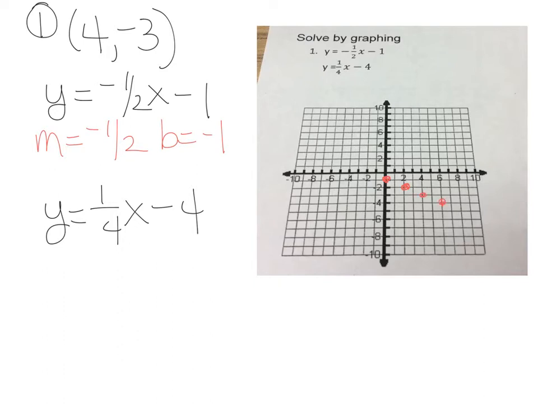The opposite of that would be going up 1, left 2. So I'm going to go back to my y-intercept, and I'll go up 1, left 2, up 1, left 2, and I'm going to go one more, up 1, left 2.